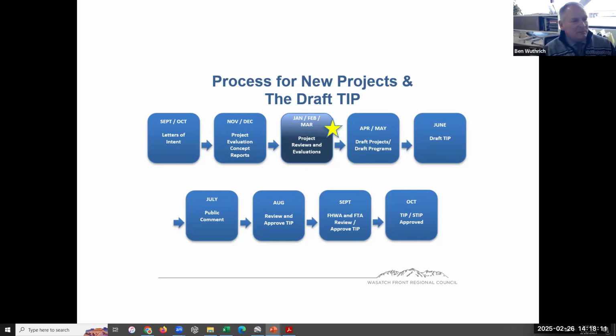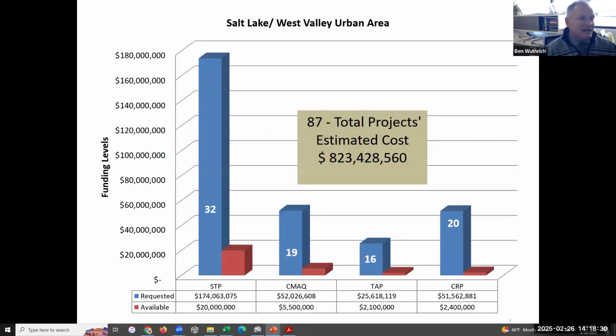But as we review these projects today, I hope you take the opportunity to think about what the needs are across the valley. We've got a significant need, and we've got amazing good projects, but we don't have a significant amount of money towards that. You can see this year we had 87 projects submitted in the Ogden or in the Salt Lake urban area. That's about 33 more than what we had last year.